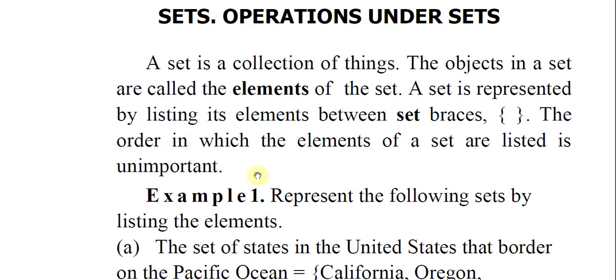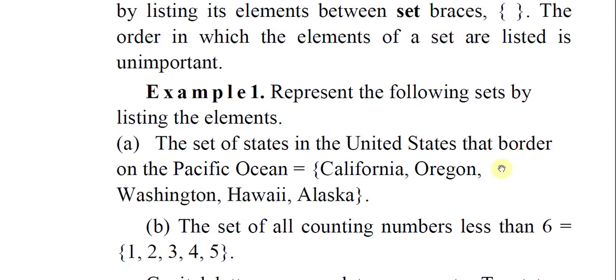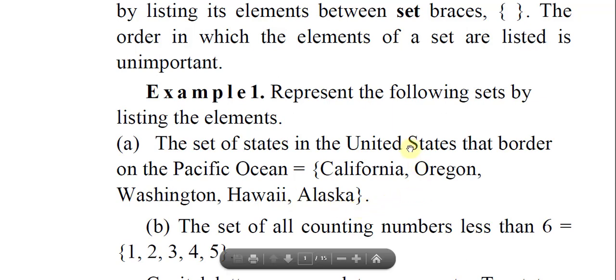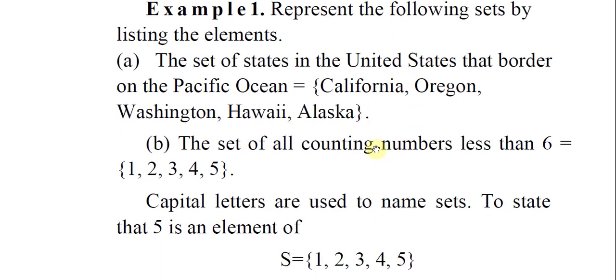Example number 1. Represent the following sets by listing elements. A: the set of states in the United States that border on the Pacific Ocean. So they are California, Oregon, Washington, Hawaii, and Alaska. Or the set of all counting numbers less than 6. What do we have? Here we have 1, 2, 3, 4, 5. This is also a set.